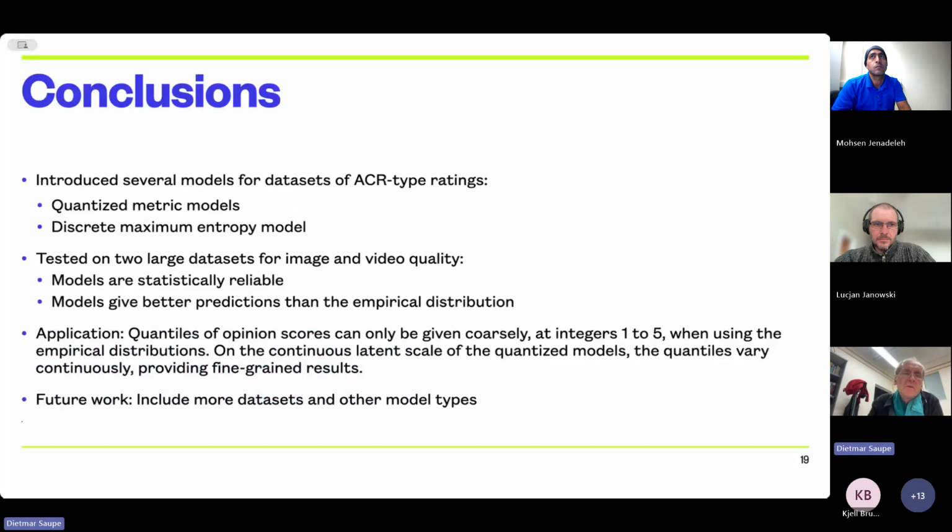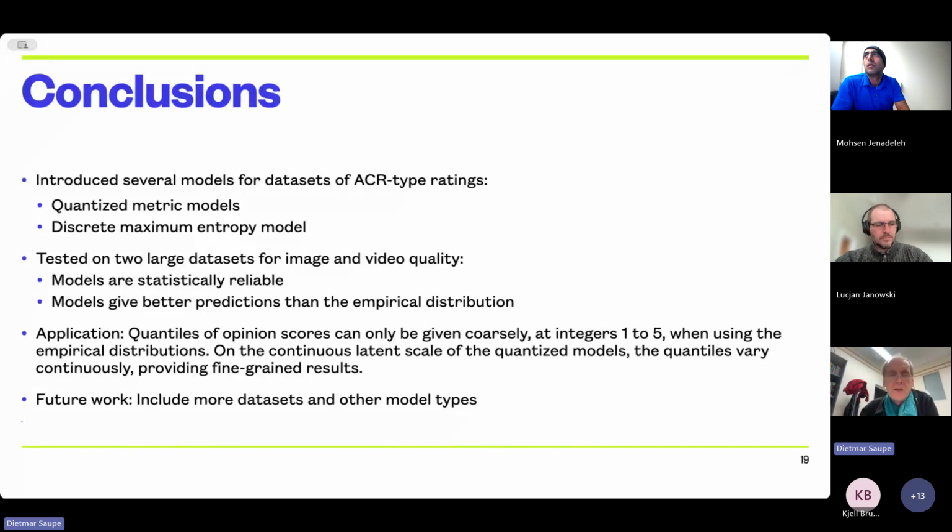Okay, so let's come to the conclusions. We introduced several models for the data sets of ACR type ratings, quantized metric models, and the discrete maximum entropy model. The GSD was there already before. And we tested 2 large data sets for image and video quality and found that they are statistically reliable and that they better predict unseen data than the empirical distribution is able to.